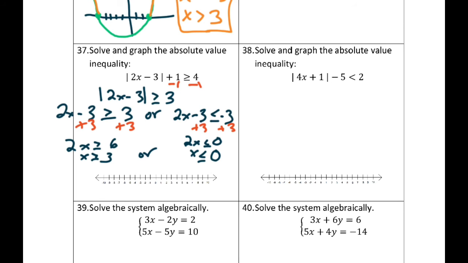So the first one is a closed circle on 3. Greater than 3 would be to the right of 3. X is less than or equal to 0 would be a closed circle on 0 to the left of 0. So there's my graph.